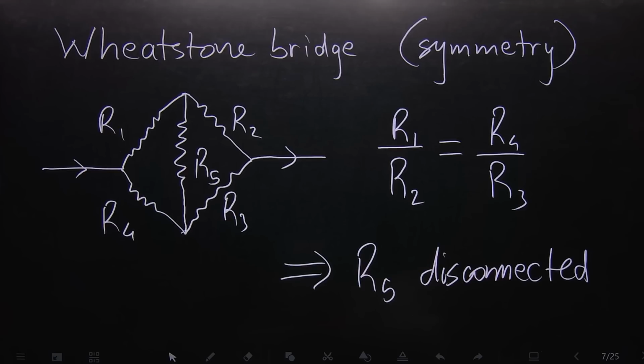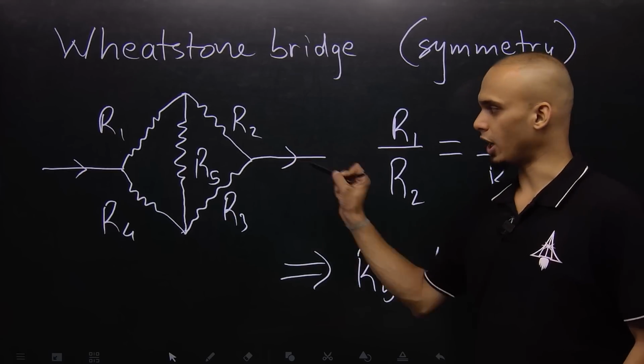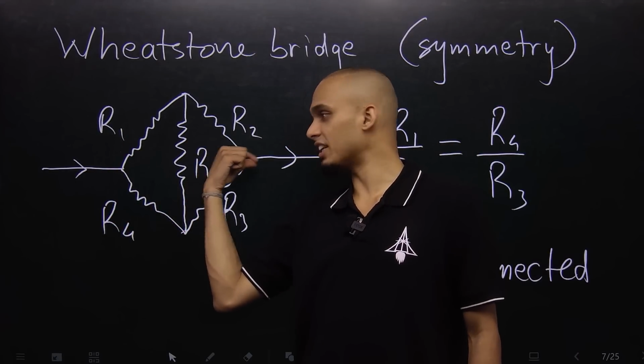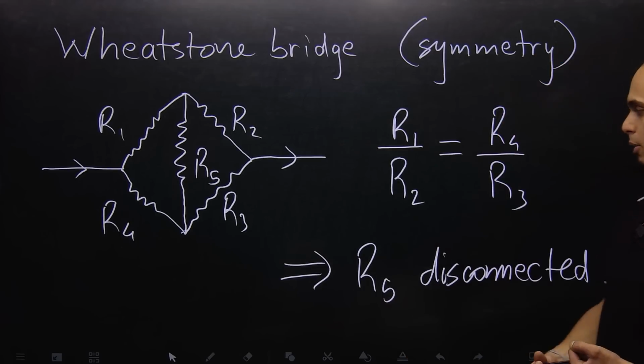That is, the current coming in should be the current going out. So the current will split exactly the same and it will again recombine to form the same amount of current. It will be as if there is no current flowing through the resistor R5, and R5 is disconnected from the circuit. That is all for the current chapter.